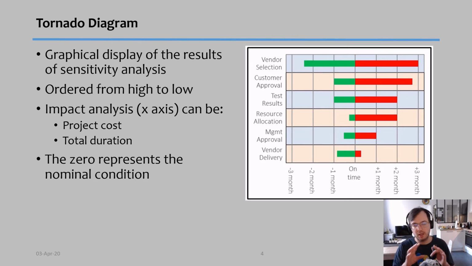But attention, I can also represent this x-axis in terms of cost, in terms of money. Now what we see here is that, for example, the step that gives the highest magnitude in terms of variability is vendor selection. With vendor selection here, if you notice, the magnitude is huge, and I then organize it from the highest one to the lowest one. But remember, our zero, or our middle point here, represents our nominal condition, in other words, our most likely condition.